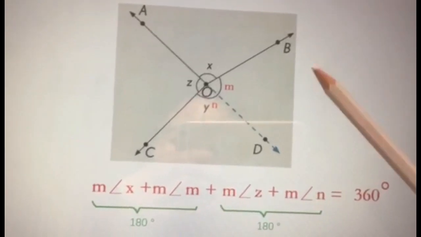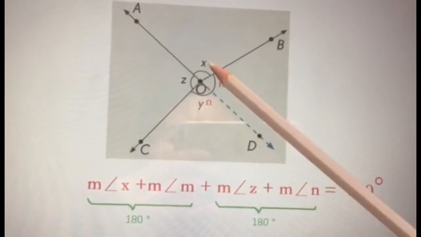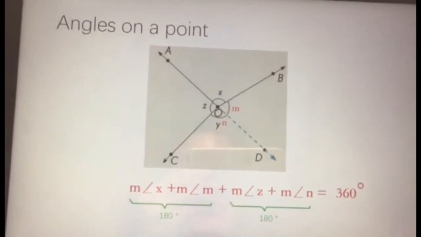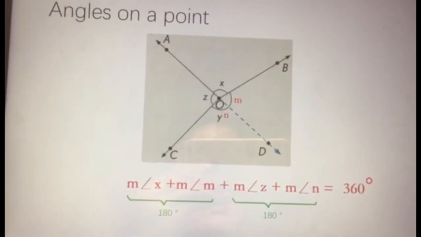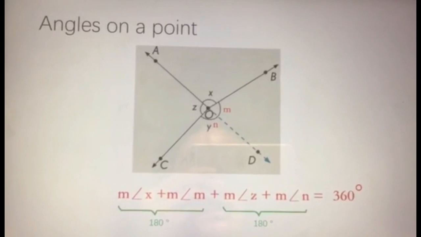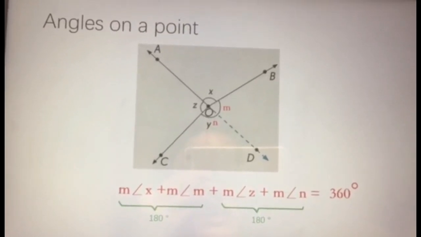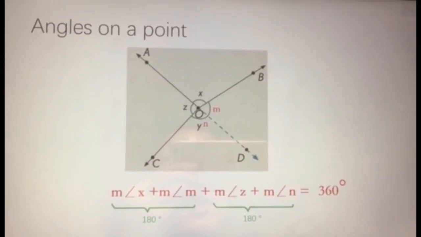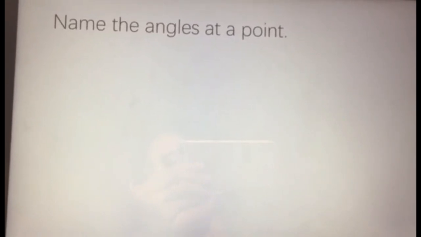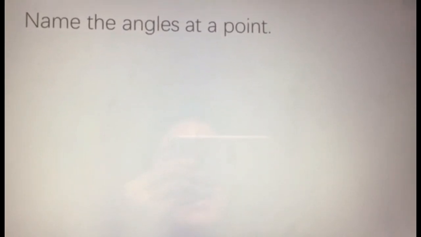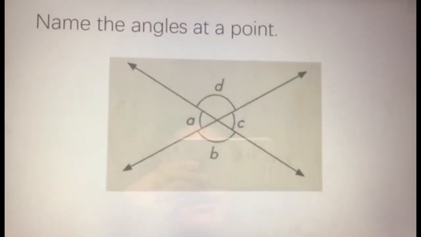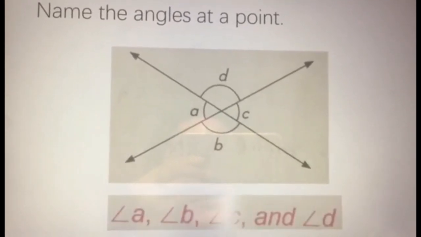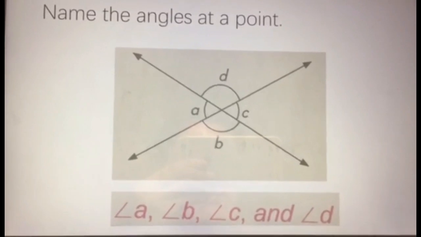So we know that the angle measures of X, Y, and Z is 360 degrees. Isn't that easy? It is very easy. I believe every one of you understands it well, and you have no problem solving the problems or answering the questions. Most of the questions would be like, name the angles at a point, like in figures like this, and you just name all the angles at a point. It would be A, B, C, D.